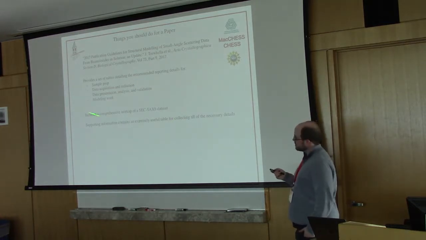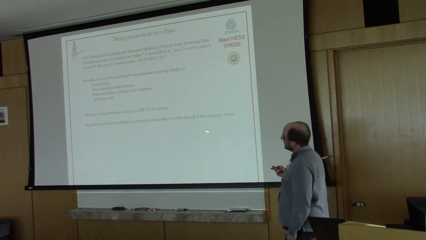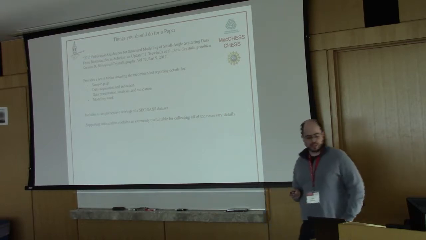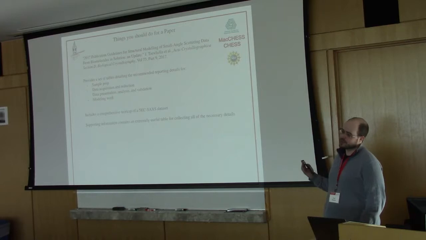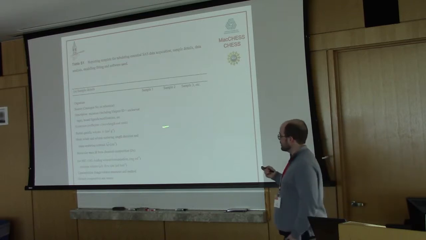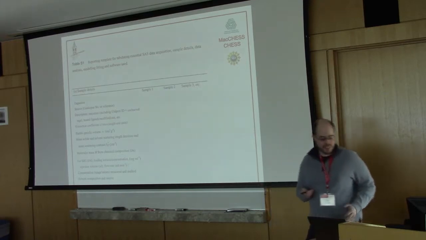It includes a comprehensive workup of a SAXS data set where they go through all the different bits and pieces. And then they have this supporting information that contains a really useful table where they collect all the details that's available as a Word document, so you just download it, fill it out with your system information. This is just a very quick look at the first part of it where they have all the samples, where they come from, all the different bits and pieces they recommend that you have in there.